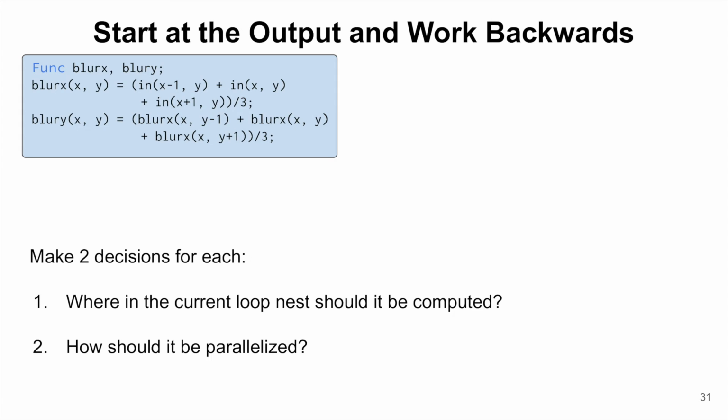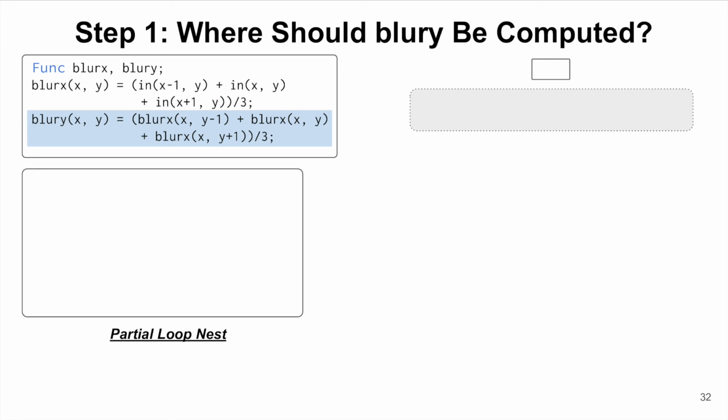For each stage, we need to make two decisions. The first decision to make is, where in the loop nest should it be computed? And second, how should it be parallelized? This approach mimics the way a human expert might schedule an algorithm, by first making a coarse-grained decision, followed by a more fine-grained one. Underneath the algorithm, we have displayed here the current partial loop nest representing the schedule, which is initially empty. The first decision to make is, where in this partial loop nest should blur y be computed?